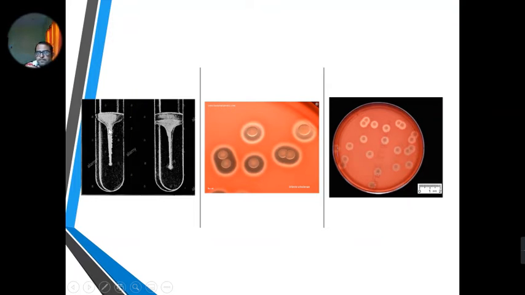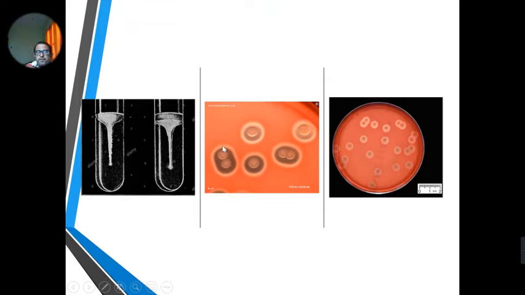Here you can observe the gelatin stab, where we have injected this bacteria using a straight wire loop, and this shows the funnel shape. So this is the infundibuliform shape which is observed in gelatin stab.